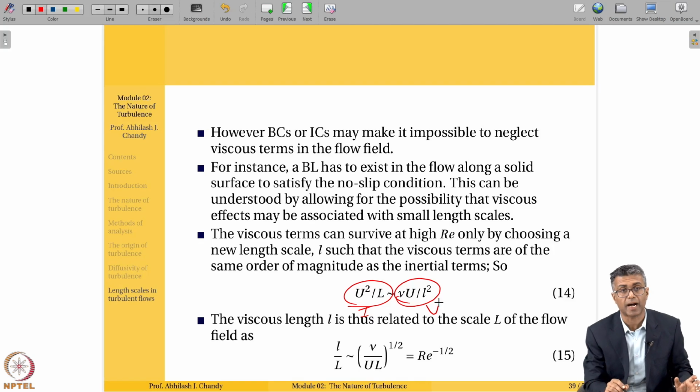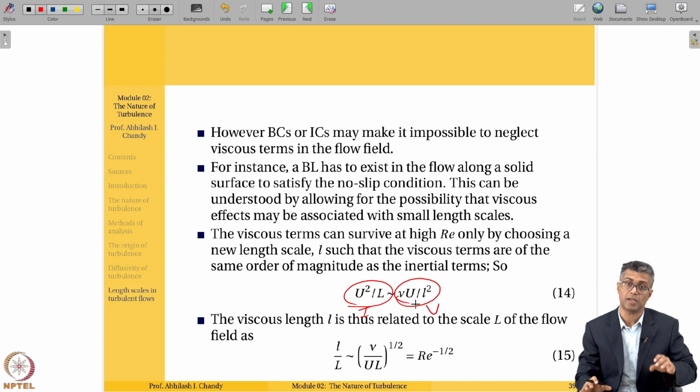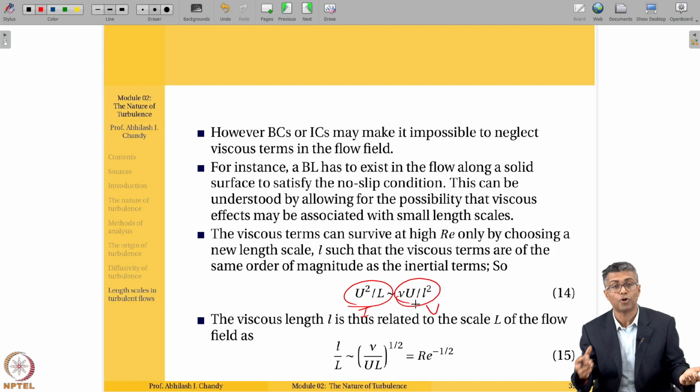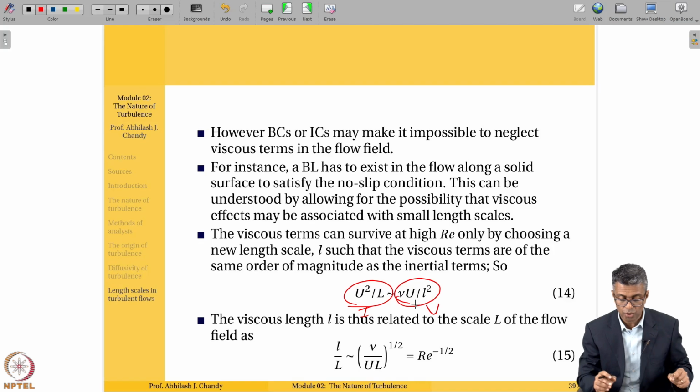And you will see that I used a different length scale in both of these. So on the left hand side, I used L, capital L, and on the right hand side, I have used small l, indicating the fact that the viscous effects are dominant at the small scales. They are neglected or negligible at the large scales. Yes, that is still true, but they are dominant at the small scales. So this viscous length scale small l, you can relate it.